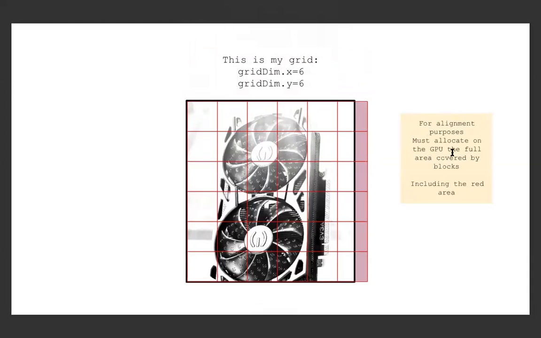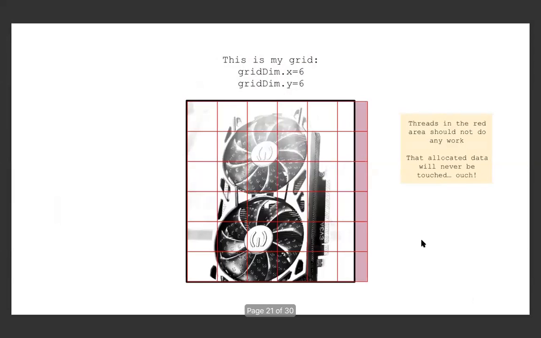The reason we do it this way is for alignment purposes. You allocate on the GPU the full area covered by blocks. If you remember the first example we did, vector addition, we had an if condition that said if TID is less than n, only then add. Similar conditions apply here. You don't want to go beyond the boundary of what is allocated to you, but because you allocate your grids in such a way to ensure alignment, you need to take care of that. Threads in the red area should not do any work, and that allocated data will never be touched.